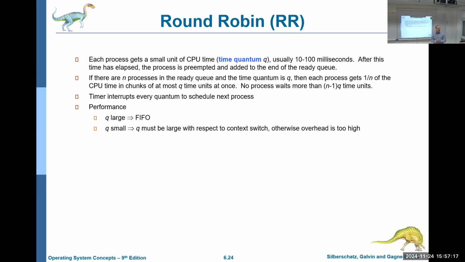A quantum leap means a small leap. Really, it's a discrete leap. So we're going to say here that the amount of time is usually 10 to 100 milliseconds. You do not have to remember that, but the point is just to give you an idea of what it should be. Let's say 10 milliseconds, 100 milliseconds.